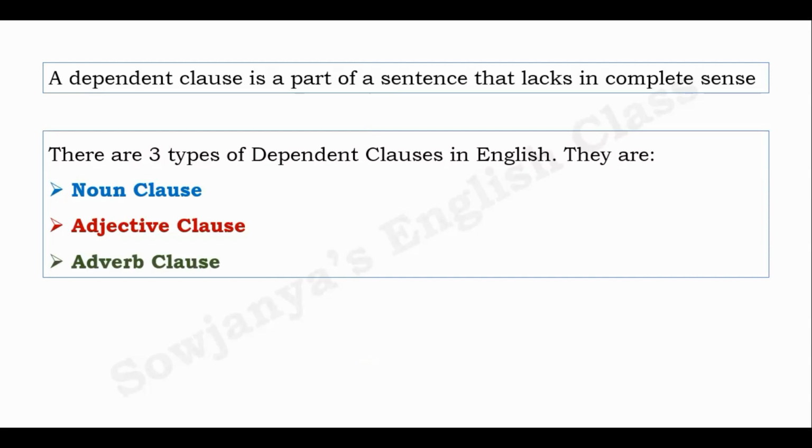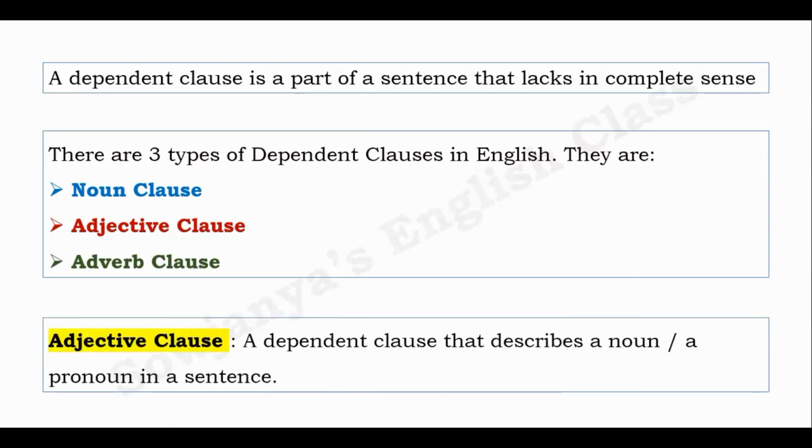And I talked about noun clause and adverb clause in my previous videos. You can go through them as well. And in today's class, I'm going to talk about adjective clause. Adjective clause is a dependent clause that describes a noun or a pronoun in a sentence. Okay, by definition, that is the meaning of adjective clause.